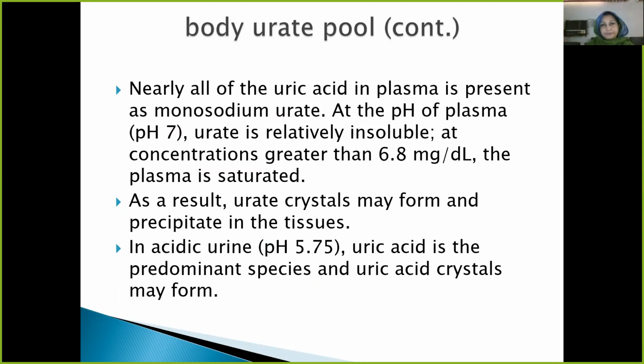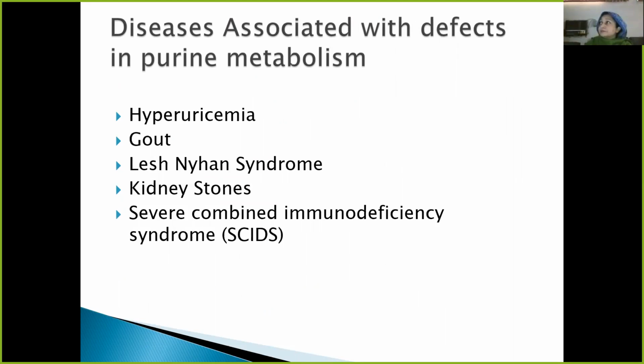Now the diseases associated with defects in purine metabolism: hyperuricemia, gout, Lesch-Nyhan syndrome, kidney stones, and severe combined immunodeficiency syndrome.